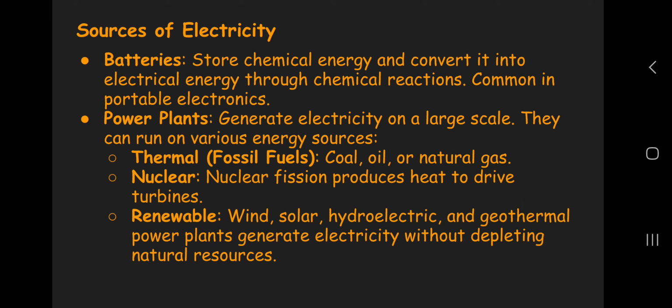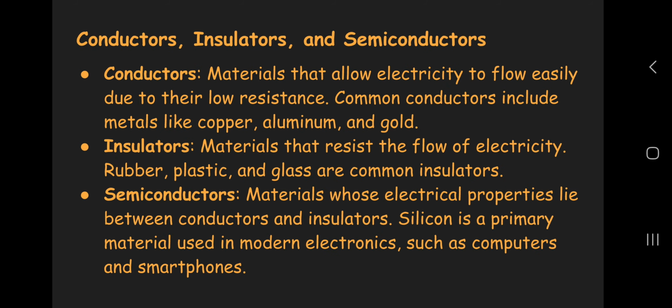Power plants generate electricity on a large scale. They can run on various energy sources. Thermal: fossil fuels, coal, oil, or natural gas. Nuclear: nuclear fission produces heat to drive turbines. Renewable: wind, solar, hydroelectric, or geothermal power plants generate electricity without depleting natural resources.